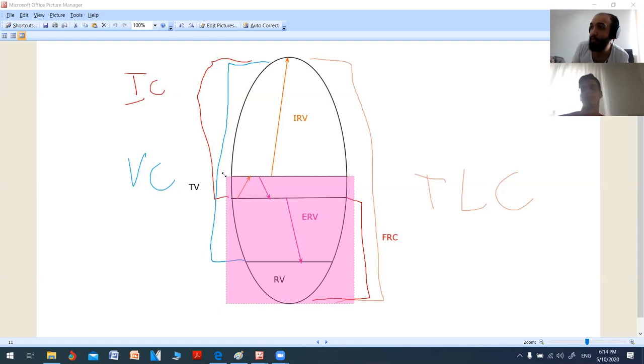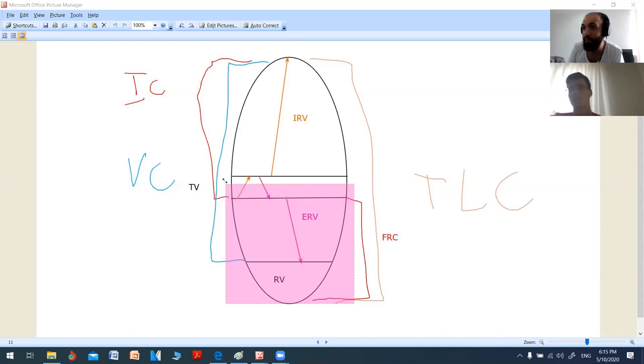Then I do what? Quiet expiration. Quiet inspiration. Quiet expiration. Quiet inspiration. Quiet expiration. So the air that moves in and out during quiet breathing is called tidal volume. And how much is it? 500 milliliters. So quiet inspiration, quiet expiration, quiet inspiration, quiet expiration.